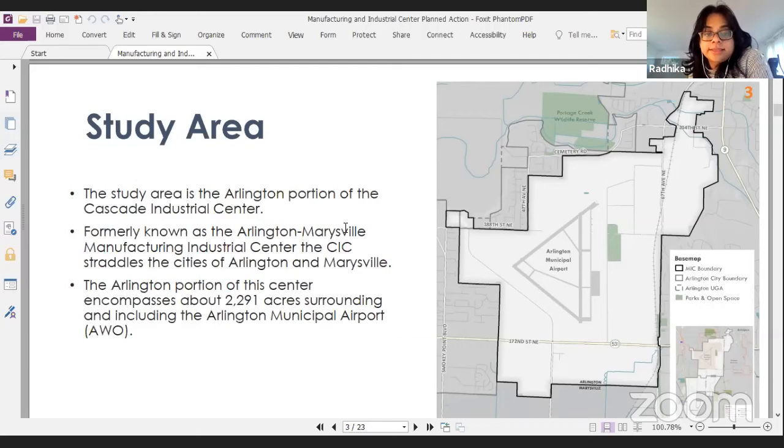So the study area is the Arlington portion of the Cascade Industrial Center. And as Mark mentioned, the Cascade Industrial Center was formerly known as the Arlington Marysville Manufacturing Industrial Center. The Manufacturing Industrial Center straddles both Arlington and Marysville, but the draft EIS that we are talking about today is just about the Arlington portion, which includes the Arlington Municipal Airport and is about 2,290 acres.